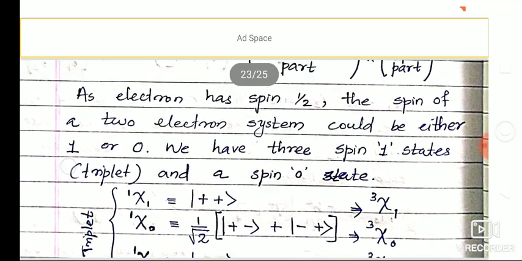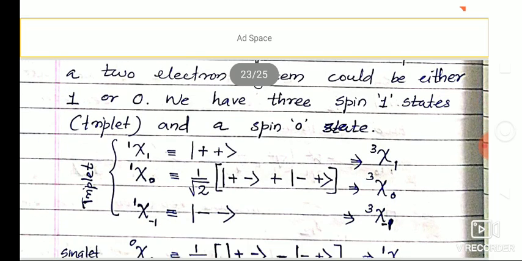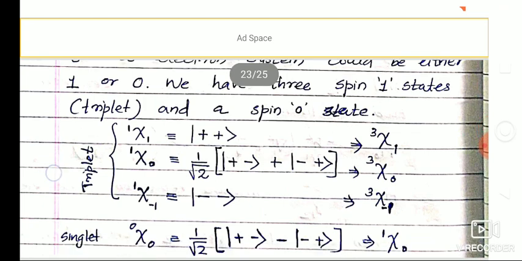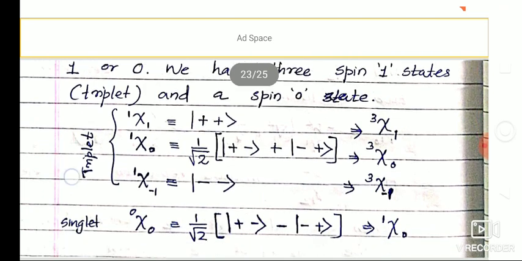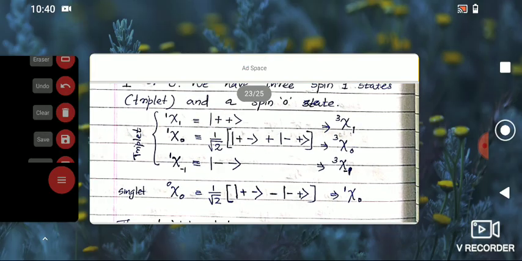As the electrons have spin half, the spin of the two electron system, that is the spin of helium atom, could be either 1 or 0. Corresponding to spin 1 we have 3 states, and corresponding to spin 0 we have 1 state. I'll just mention it.